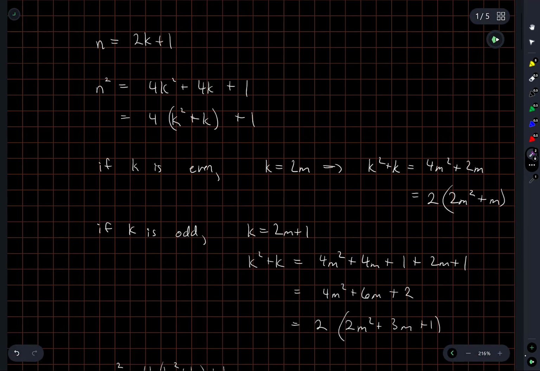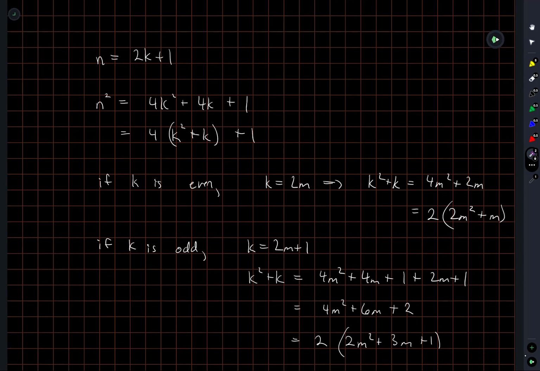Yeah, so the first intuition I had here, simply to write n as being one more than a multiple of 2, and then expanding and figuring out the consequences of this representation of n, is pretty much all that was necessary.